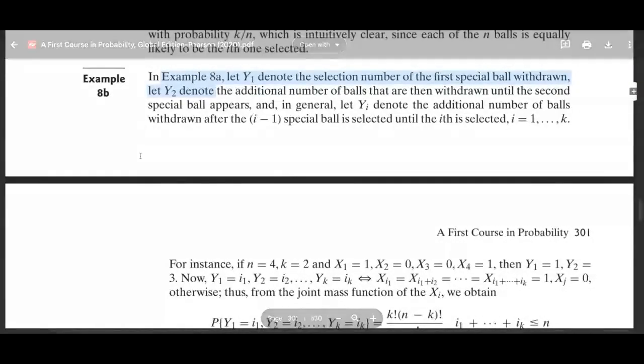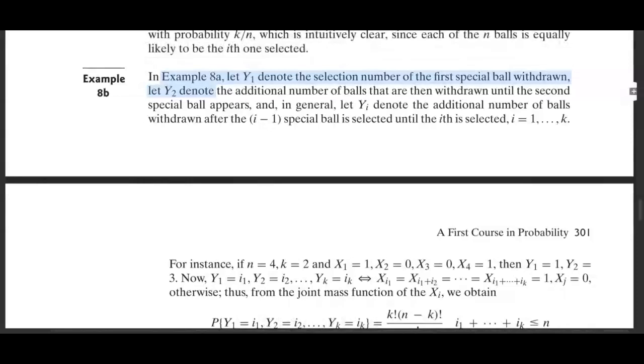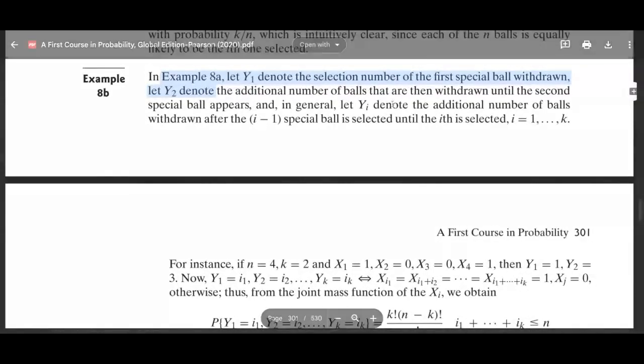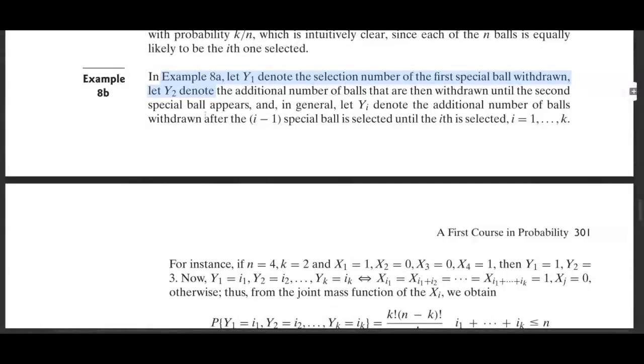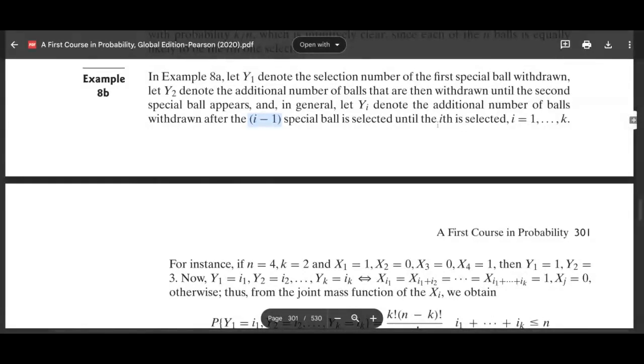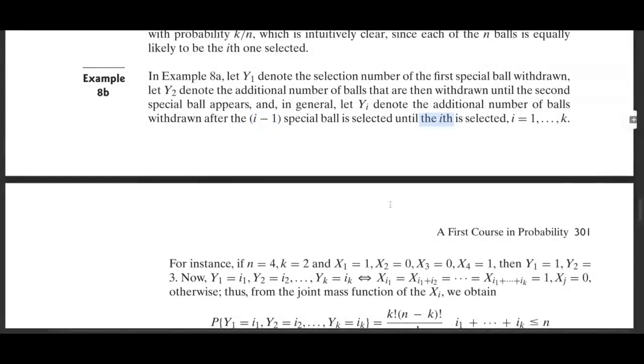In example AA, Y1 denotes the selected number of first special balls withdrawn. Y2 denotes the additional number of balls that are then withdrawn until the second special ball appears. Let Yi denote the additional number of balls withdrawn after the (i-1)th special ball is selected, until the ith is selected.